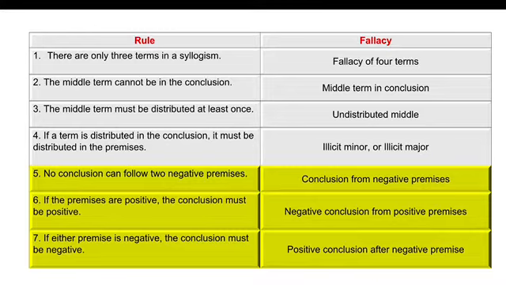Rule 6, if the premises are positive, the conclusion must be positive. Fallacy there, the negative conclusion from positive premises. And again, that's going to be very easy for you to recognize. And finally, number 7, if either premise is negative, the conclusion must be negative. Otherwise, we've got the fallacy of positive conclusion after negative premise.